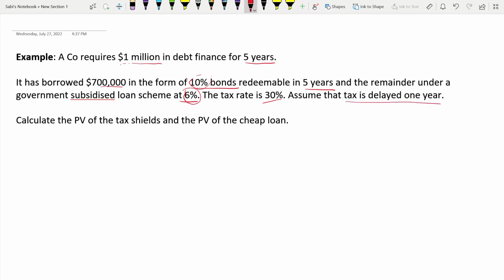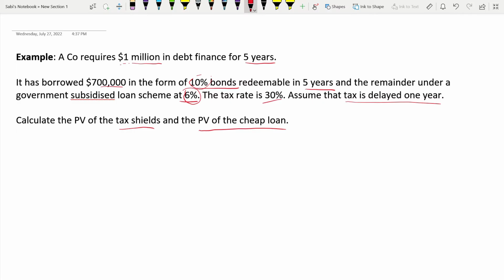Whether tax is delayed or not, assumptions will be given to you in the question. If it's not given anything, that means the tax will be paid in the same year. Since here they told us it's going to be delayed 1 year, then you have to pay after 1 year. Now calculate the present value of the tax shield and the present value of the cheap loan.